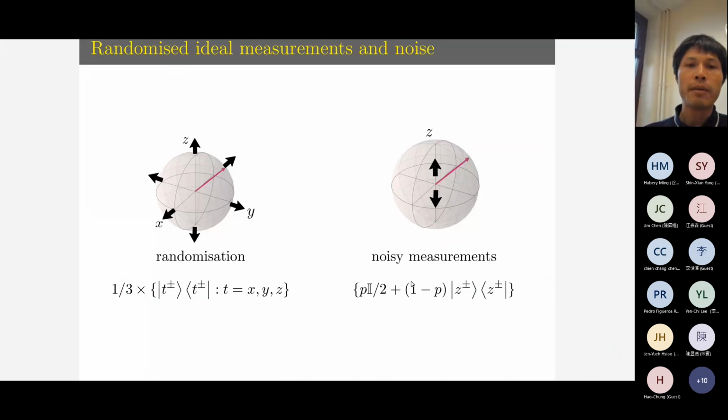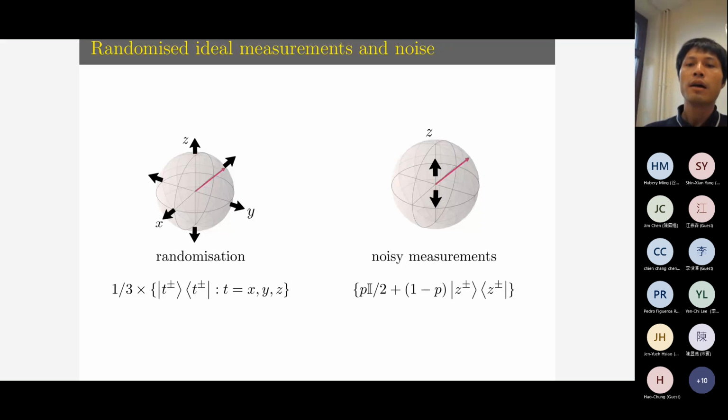Another example: if you have randomization of sigma x, sigma y, sigma z, this is actually considered to be a POVM which has an effect pointing in each direction like this. And this is actually something quite well known in measurement theory. This is called pre-processing of the measurement. So you simulate a POVM by means of randomization of ideal measurement.